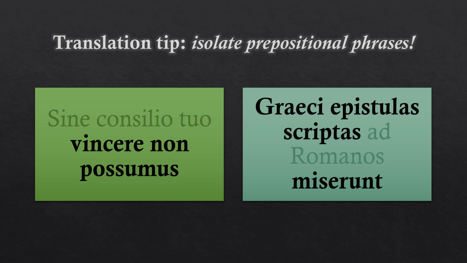Take the two example sentences we just read. Taking out sine consilio tuo still leaves vincere non possumus intelligible. We are not able to conquer. Likewise, taking out ad Romanos still leaves Graeci epistulas scriptas miserunt intelligible. The Greeks sent written letters.